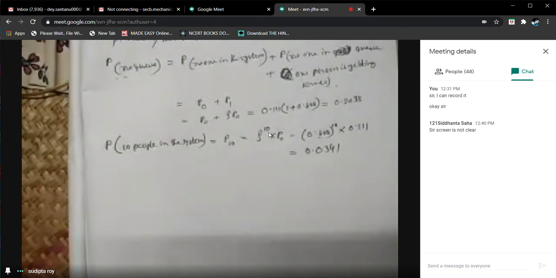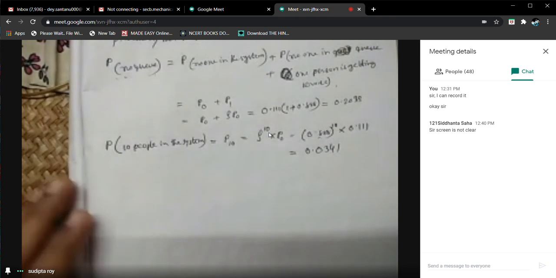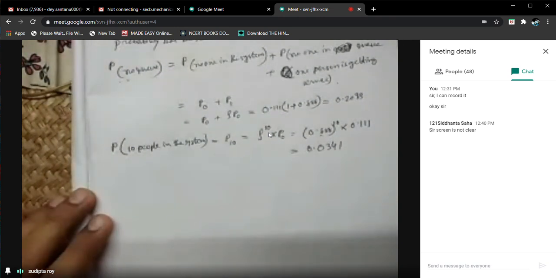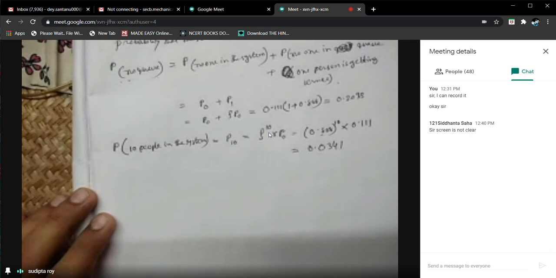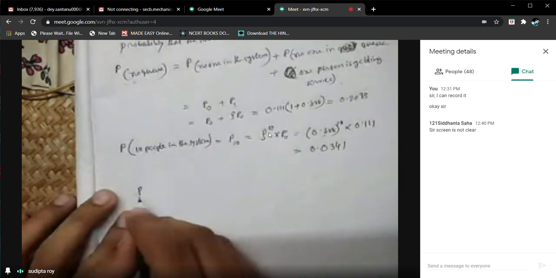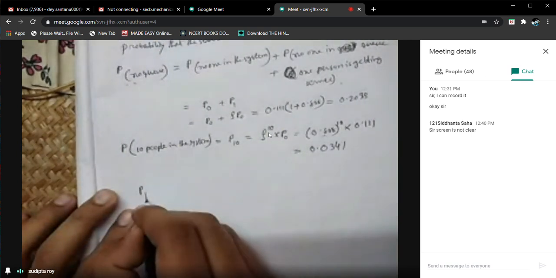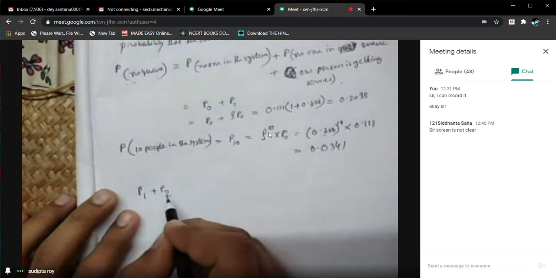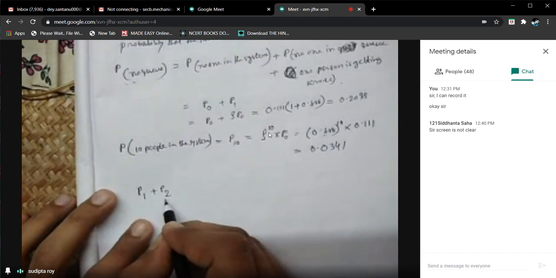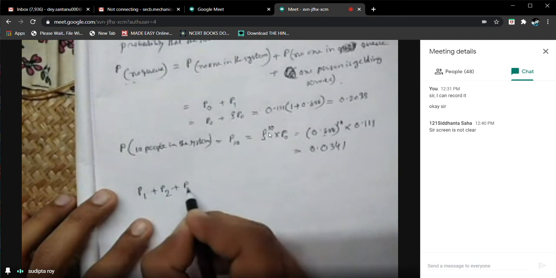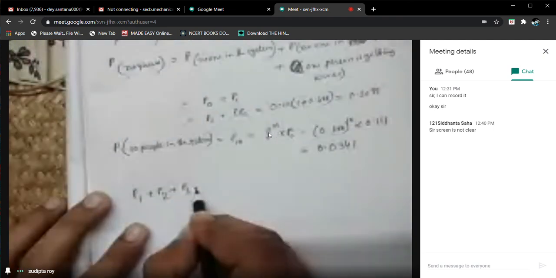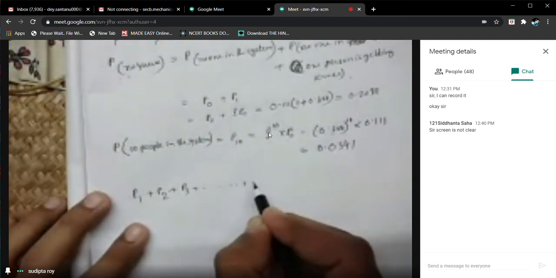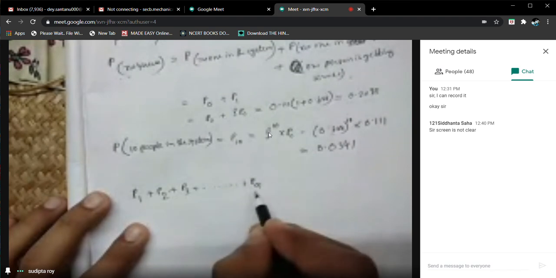Okay, sorry. Okay, so next question. Next question is probability that there are 2 or more persons in the system. If you remember what we said earlier, probability that there is one person in the system is P1, plus probability that there are 2 persons in the system, that is P2. Similarly, 3 persons in the system is P3, and similarly up to infinity number of persons in the system, which together is basically 1.